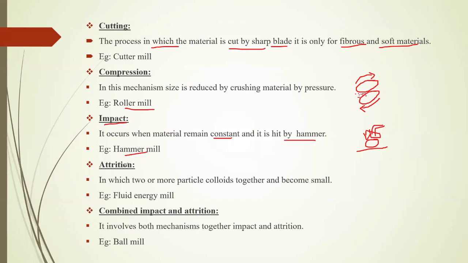Next one is attrition. Attrition is that in which two or more particles will collide together and become small. तो इस मिल में क्या होगा? For example, we will take one cylinder.